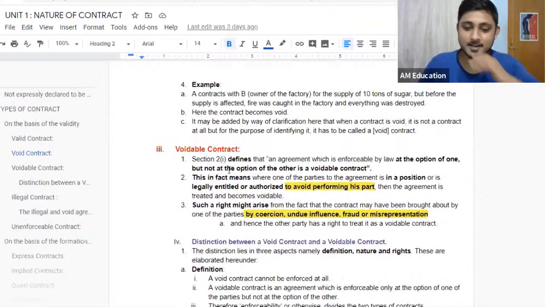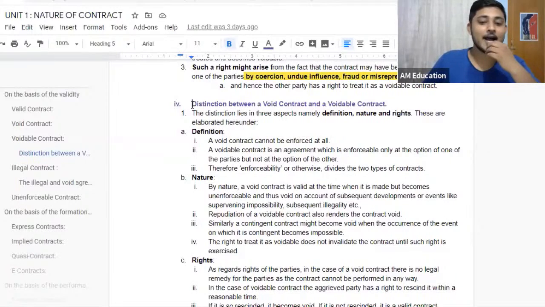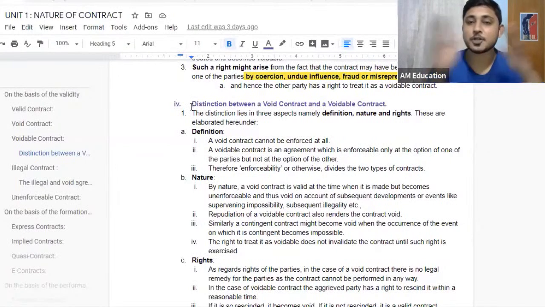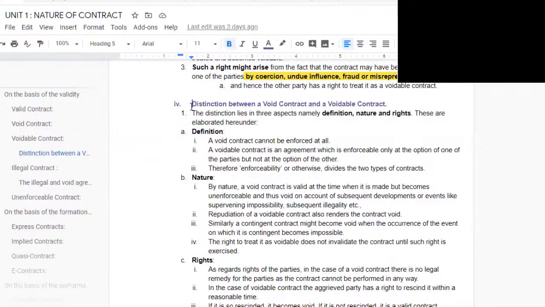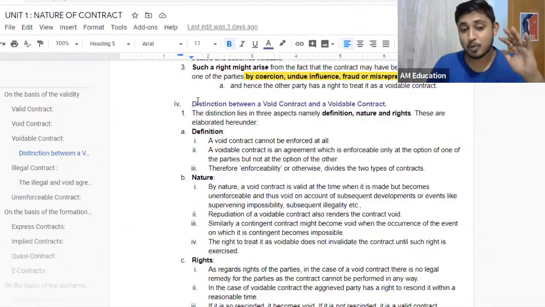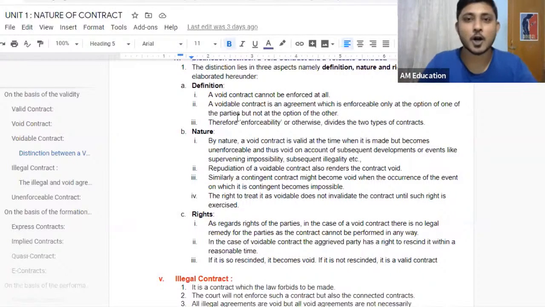So we have something here. It is a distinction between a void and a voidable contract. How do we distinguish between them? To distinguish this, we have super side headings. On the basis of definition, we distinguish like this. On the basis of nature, we distinguish like this. Nature means, this guy is very short-tempered, or this guy is Captain Cool. On the types of nature, how does this respond, and how does this react?